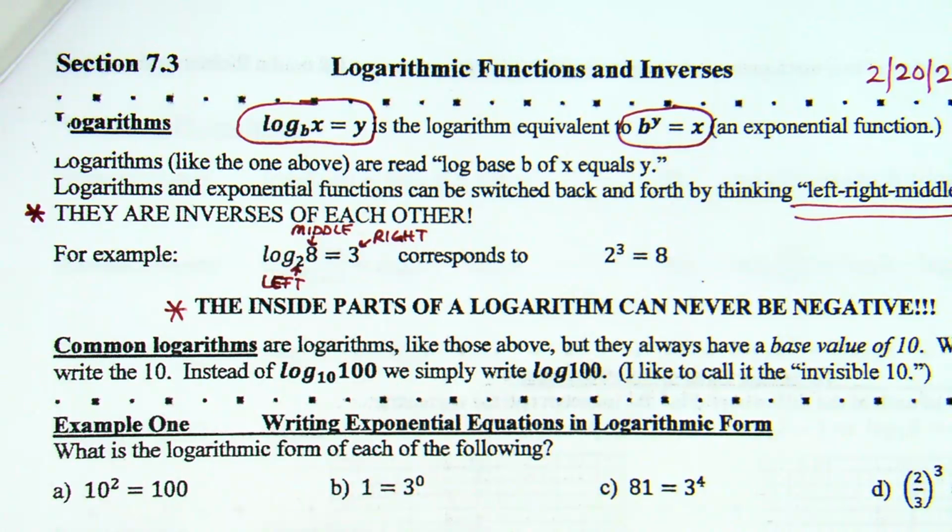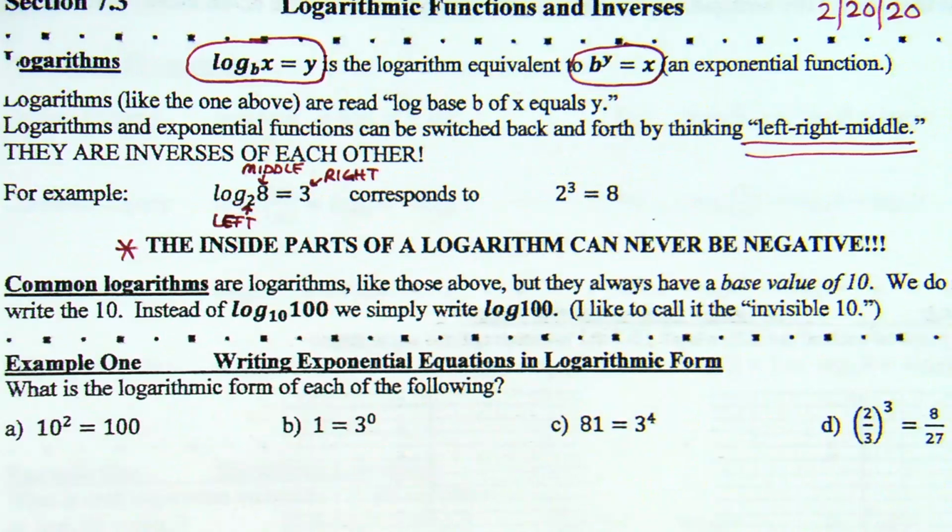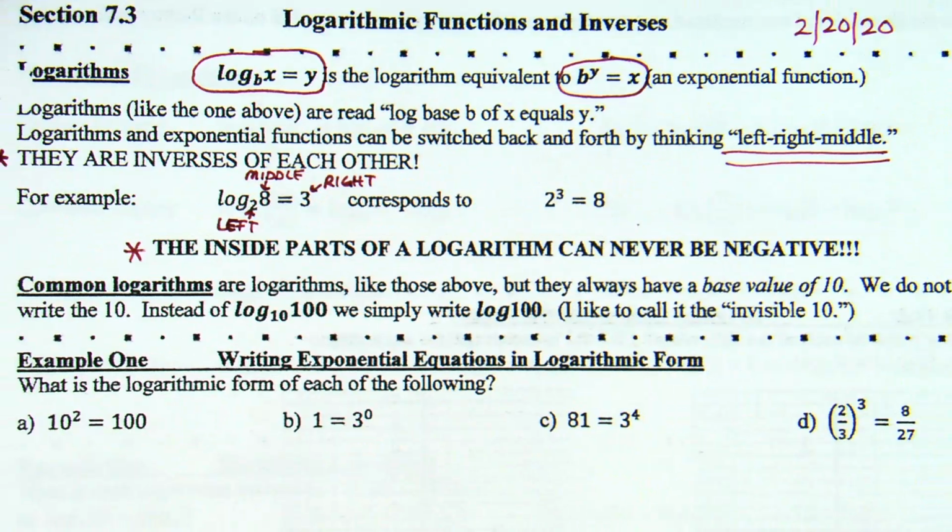Now, I talked about that log button on your calculator, right? That log button on the calculator represents something called the common logarithm. Common logarithms are logarithms like those above, but they always have a base value of 10. So as we start talking about logs, if we don't mention a base, the assumed base is 10. Your calculator doesn't have a base listed. Your calculator only works in log base 10. Okay?